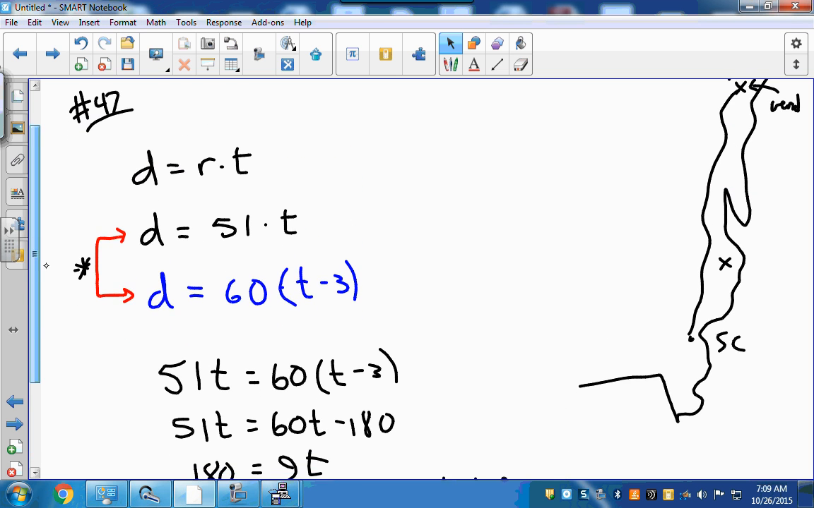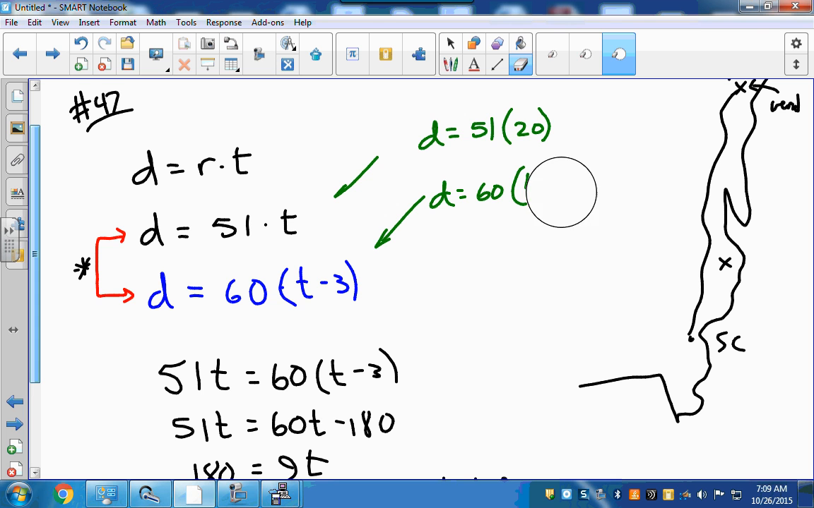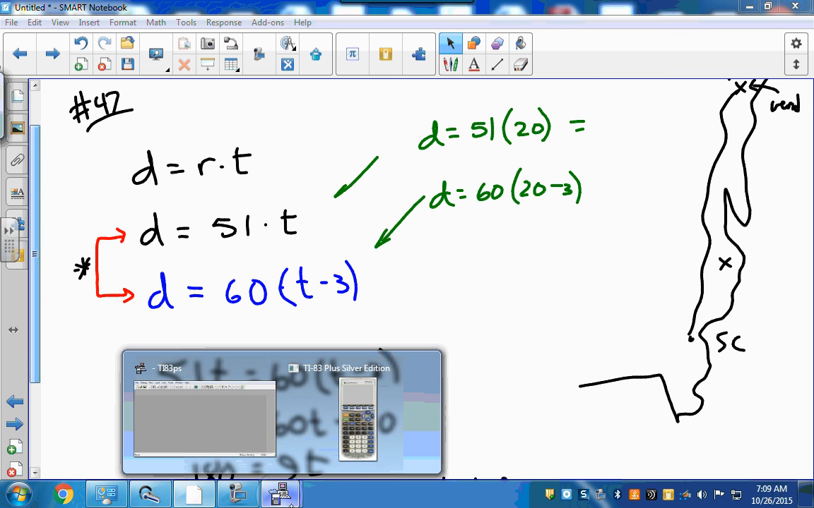So now we have to go back to the distance equation. And we know the distance is 51 times the time. Or we can even use this one. The distance is 60 times the time, which we said was 20 minus 3. Let's see, 20 minus 3. And both these should give us the same answer. Okay, so pop up the calculator again.